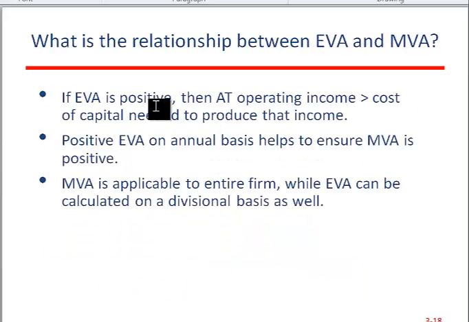If EVA is positive, then the after-tax operating income is greater than the cost of capital needed to produce that income. A positive EVA on an annual basis helps to ensure that the MVA is positive. The MVA is applicable to the entire firm, while the EVA can be calculated on a divisional basis. So those are three useful measures. You'll see them throughout the exams, the practice problems, and the homework.